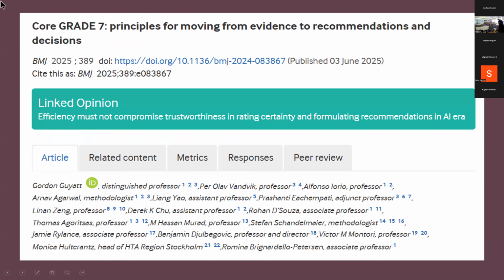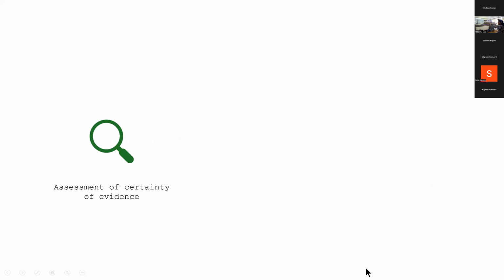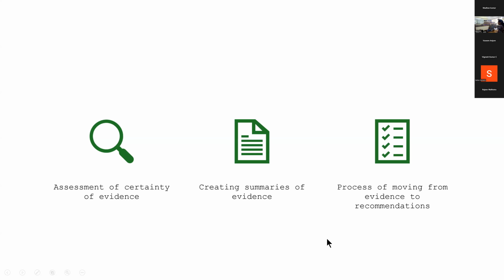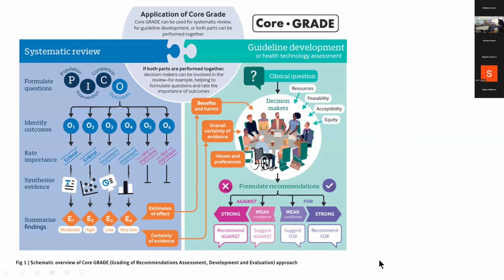So that gives you an approach on how to actually do a summary of findings table. Now we'll move on to the core GRADE 7, which basically tells you how to move from the evidence to recommendations and decisions. So we have seen how to assess certainty of evidence. We have seen how to create summaries of evidence. Now we'll move on to recommendations.